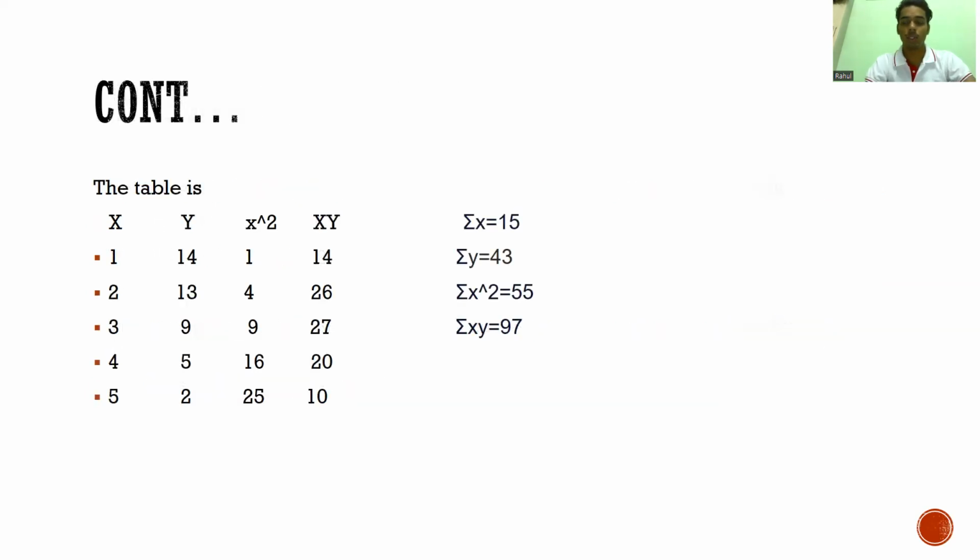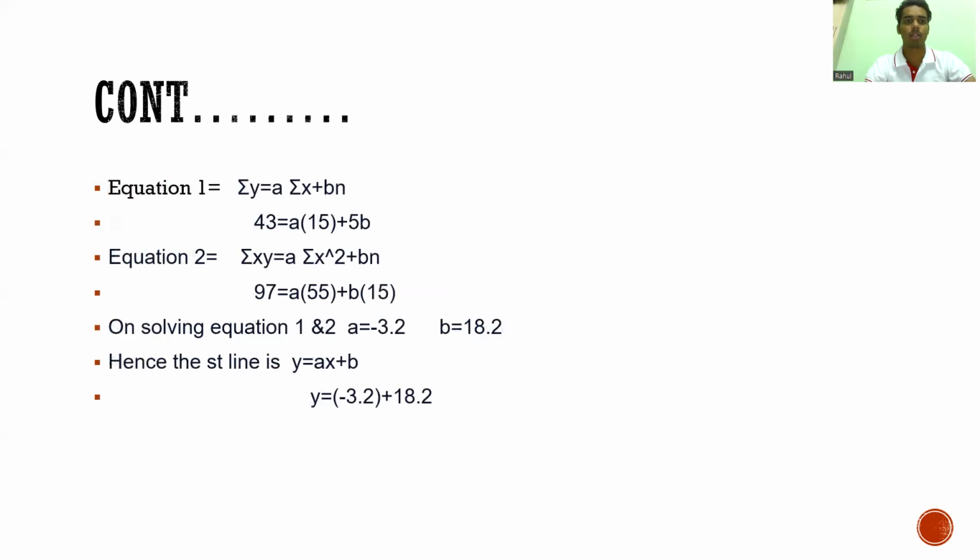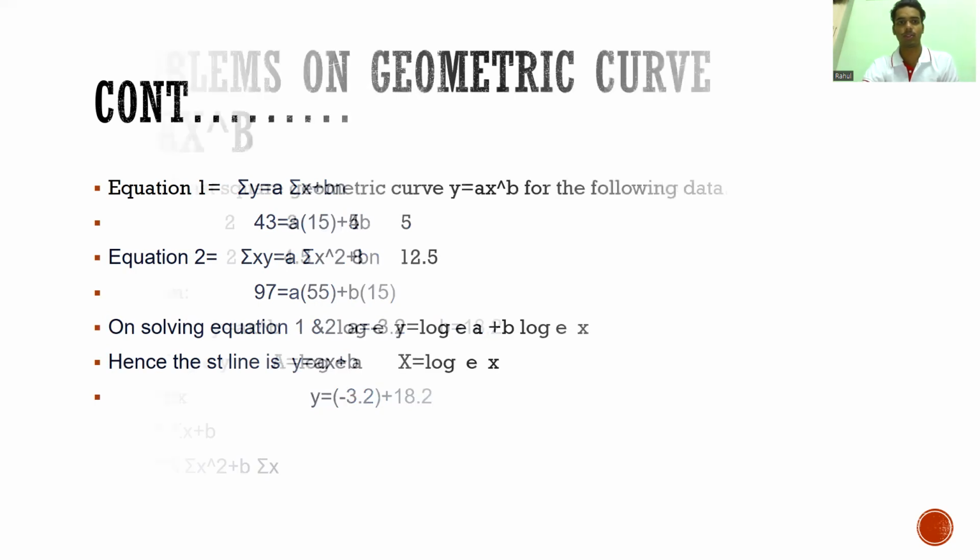We need to construct a table consisting of the values x, y, x², and xy. And we need to find the values of summation x, summation y, summation x², and summation xy. Then, using equations 1 and 2, we can solve both equations and we get the respective values of a and b. Hence, we find the straight line y = ax + b, where we can apply the a value and the b value.